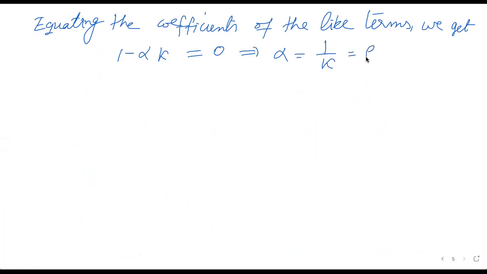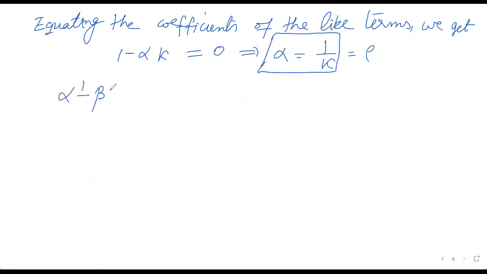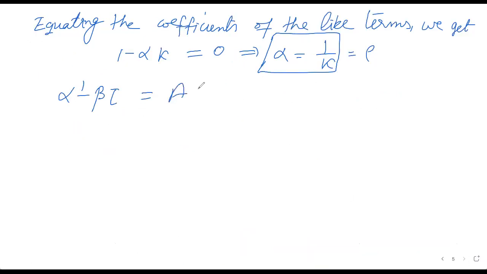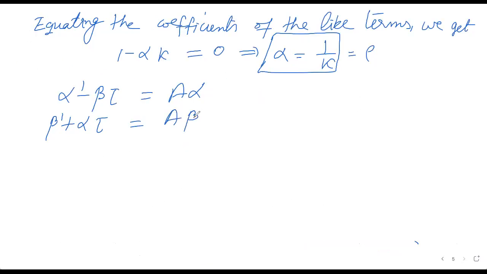इसको हम वो भी बोलते हैं radius of curvature. So alpha is 1 by kappa. Kappa के टर्म में लिखिए आप. Now second is alpha dash minus beta tau. This will be equal how much? n का coefficient क्या है? a alpha. This is equal to a alpha, and beta dash, coefficient of b is beta dash plus alpha tau. So beta dash plus alpha tau, this will be equal to how much? A beta. Okay, a beta. Now I want to solve it. What I will do? Dividing. इसे divide कर दिया हमने.